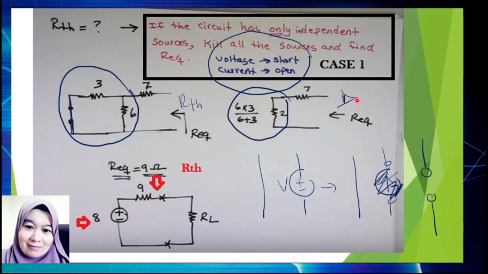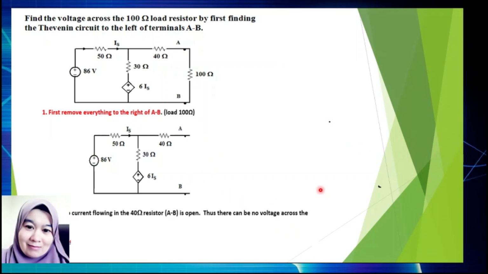Then finally you see from here, okay, there is 7 and 2. This is connected in series. So you will get the R equivalent equal 9. So this is RTH. So finally, you can draw the equivalent circuit using Thevenin's theorem. This is a VTH, this is a RTH, and you can put back the RL.